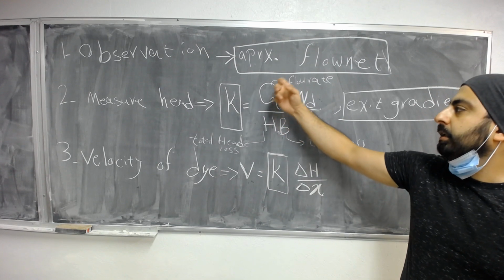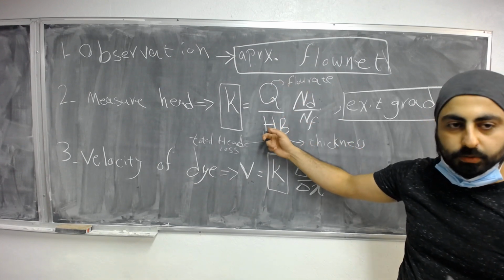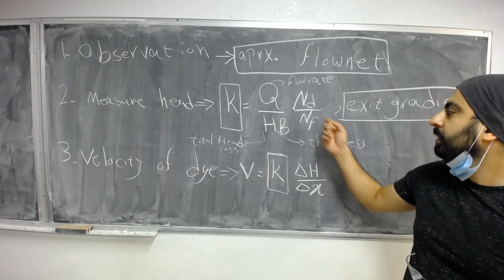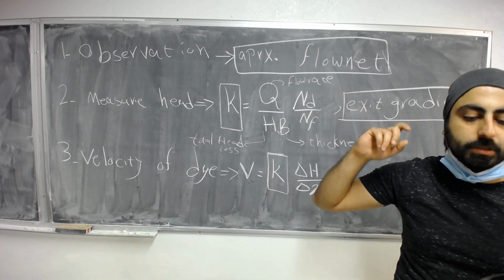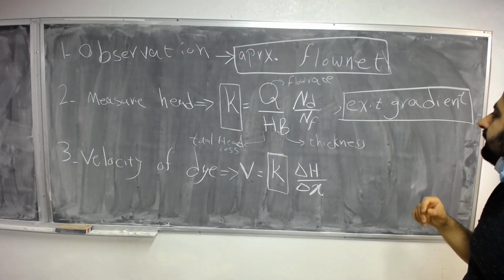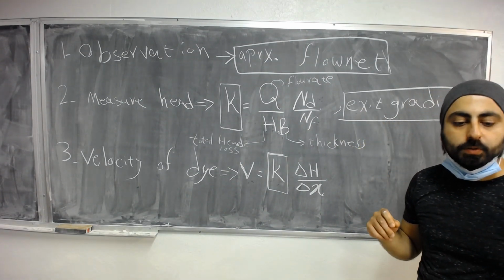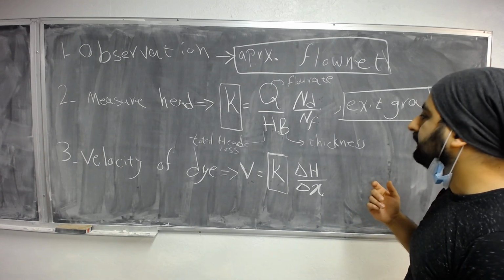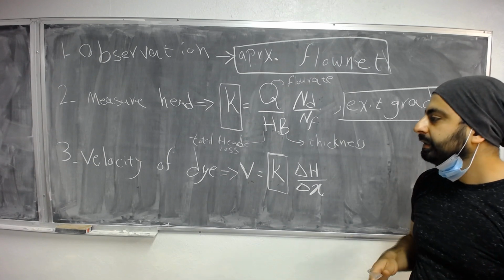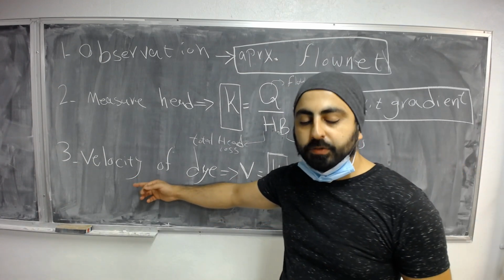We're going to measure flow rate. We're gonna know the total head loss. We're gonna measure the thickness of the material, number of flow channels, number of potential lines or regions. And also, I'm going to ask you guys to come up with the exit gradient, or calculate the exit gradient.